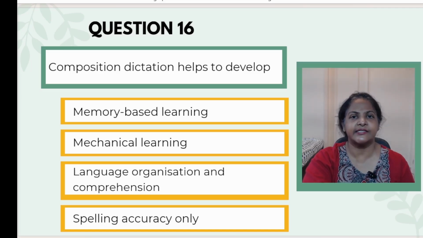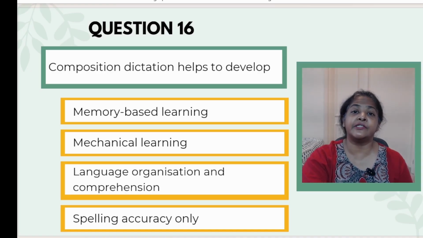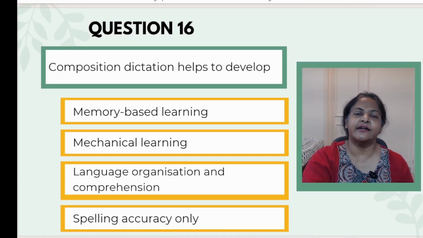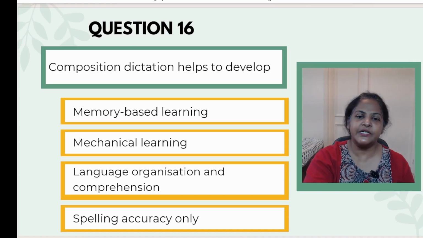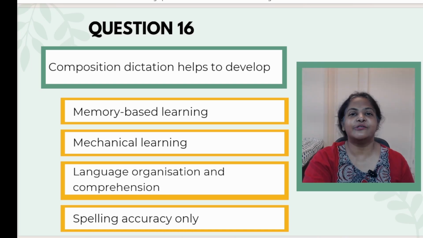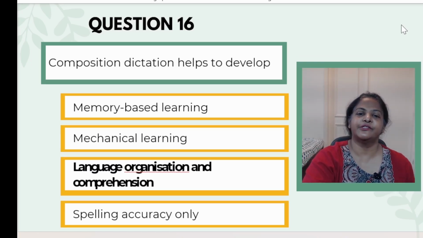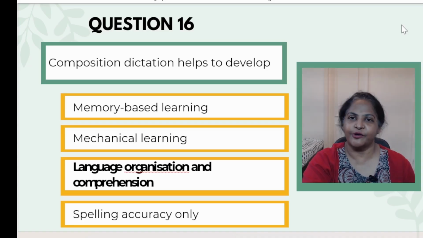Now CTET hates you memorizing anything, so first option is out. Spelling accuracy only. Only is again another negative keyword, so that is out. Mechanical learning, do we really want children to learn mechanically? No. So the best option is language, organization and comprehension.